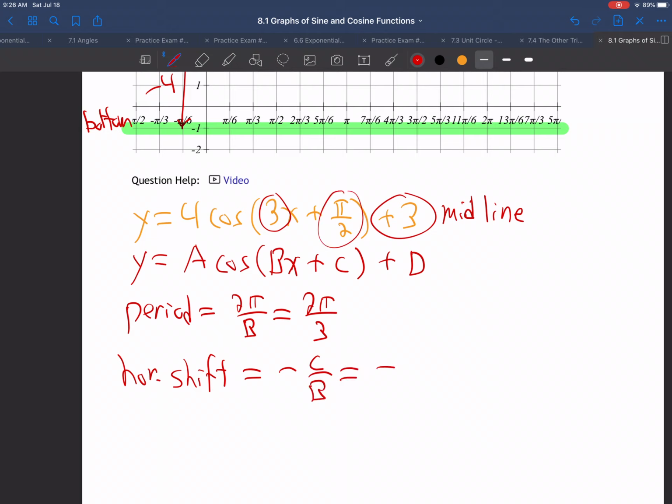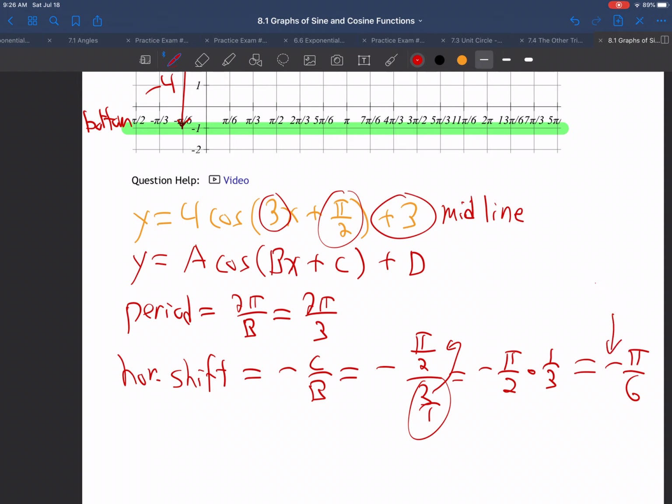So minus c, pi over 2, over b, which is 3. You know how to handle fractions over fractions. You grab the 1 on the bottom, which is really 3 over 1. You flip it up to multiply upside down, because dividing and multiplying are upside down operations. That gives us minus pi over 6. That means left, right? The minus sign means left, pi over 6. So the horizontal shift is left pi over 6.